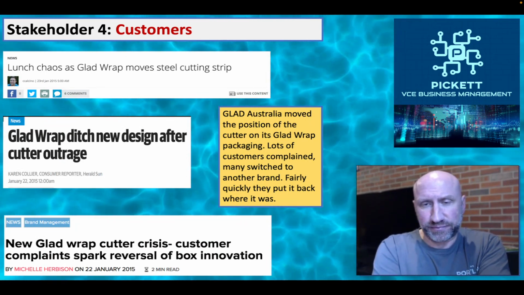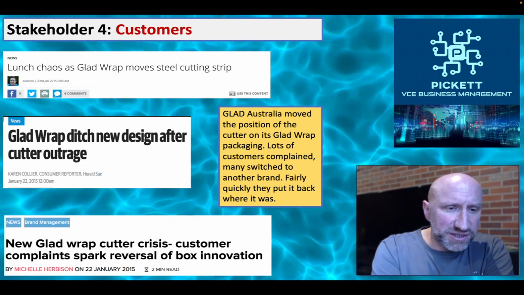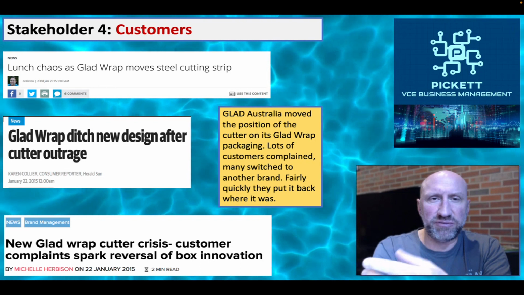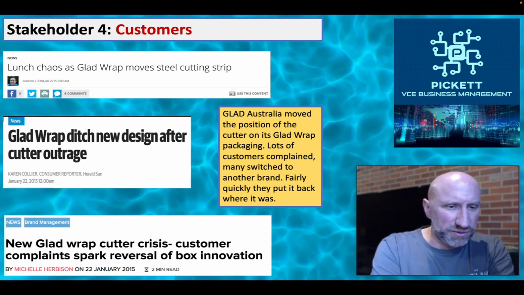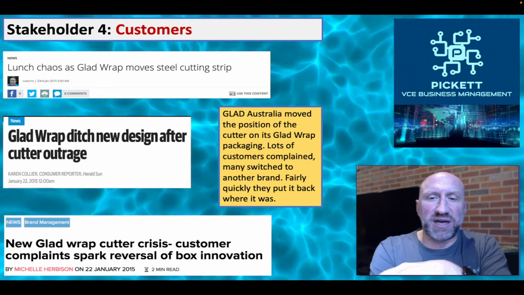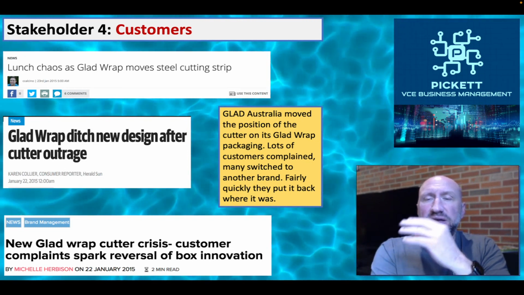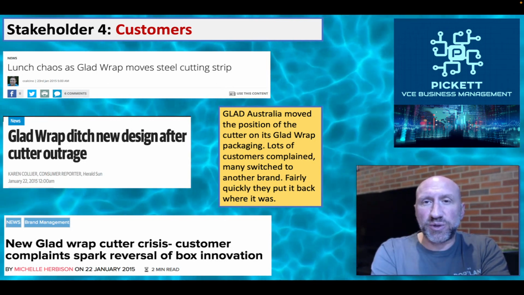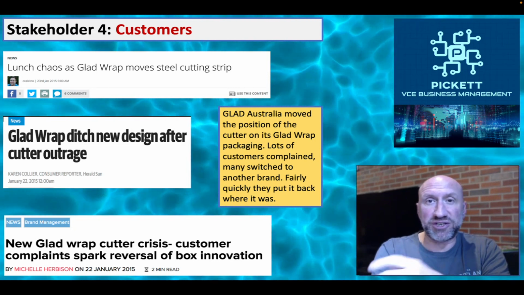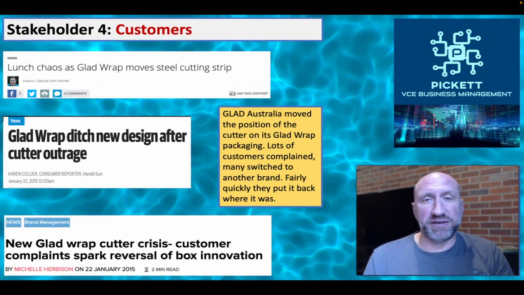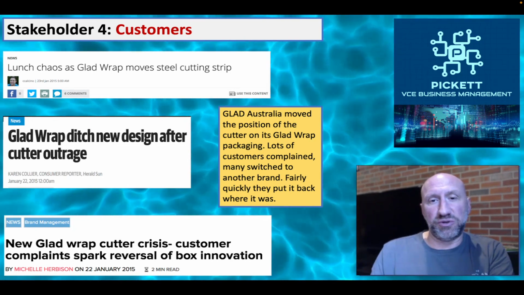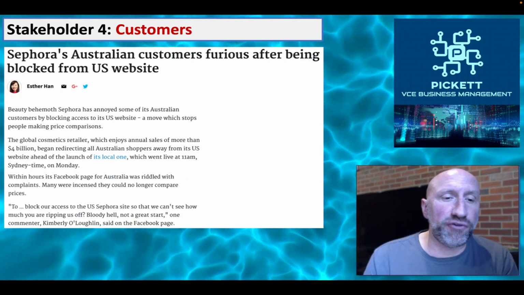Glad Wrap. Glad Australia, this was a few years ago now, so this is not something to use as an example. This is just here to help you understand what I'm talking about. So this was 2015, by the looks of it on these headlines. They moved the position of the cutter on the Glad Wrap packaging. Okay, lots of customers complained. Many switched to another brand. Fairly quickly, they put it back where it was originally to get those customers back. So customers were not happy with the change that was made to the product, and they made that known by switching to alternative brands.